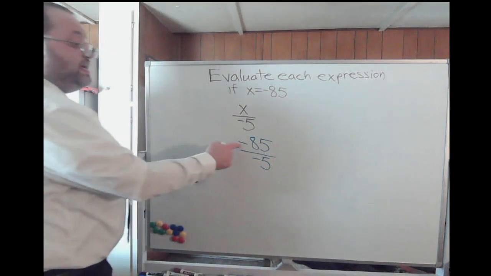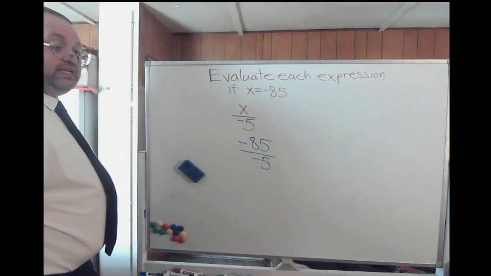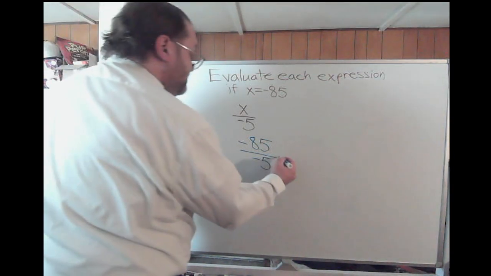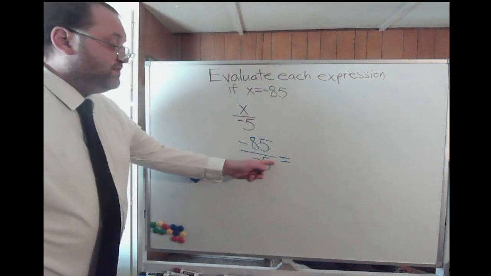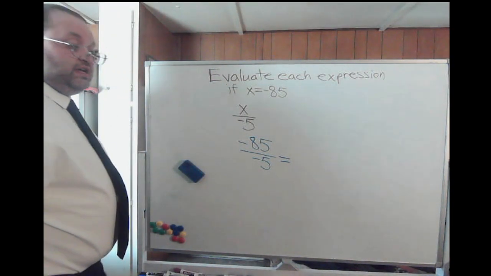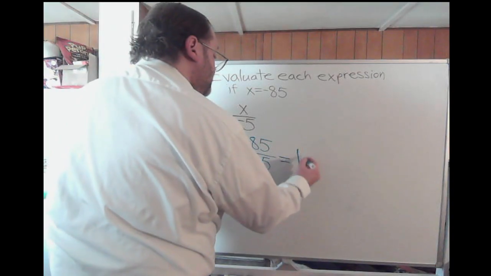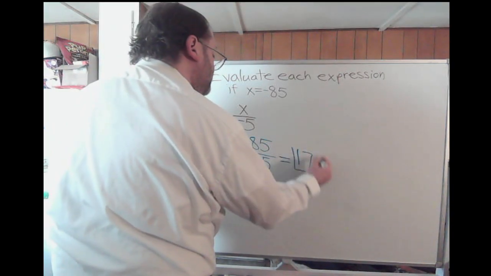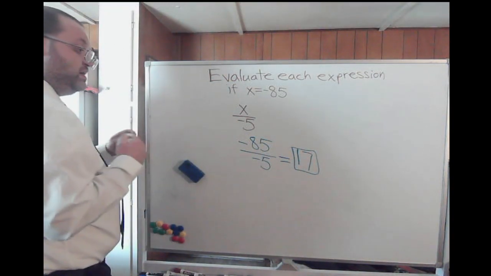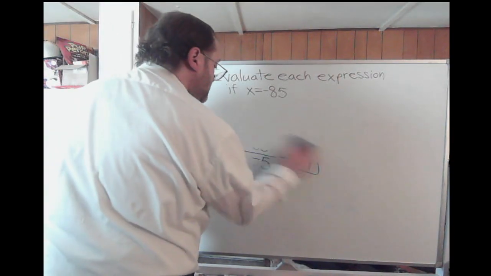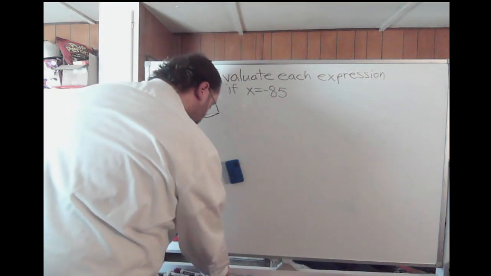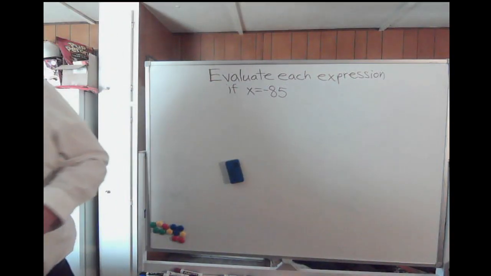Well, you have a negative divided by a negative, which means it's going to be positive. So now that we know it's positive, just focus on 85 divided by 5, you should get 17. So your answer to this would be positive 17. All right, what's the next one?